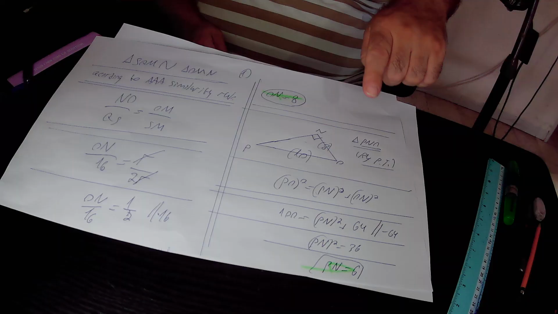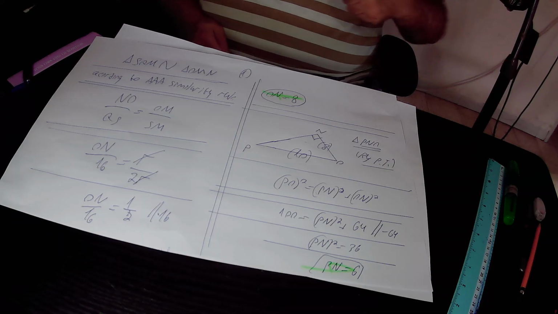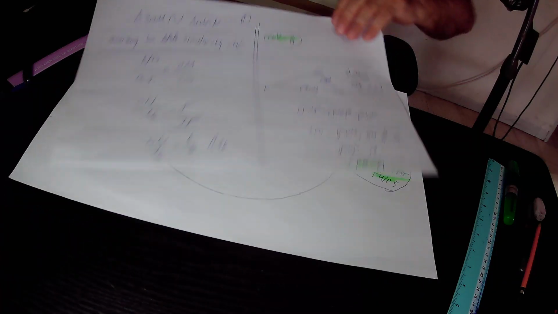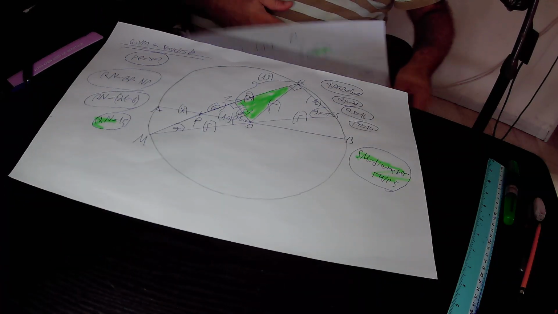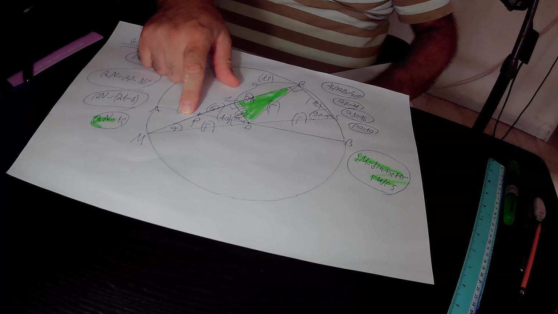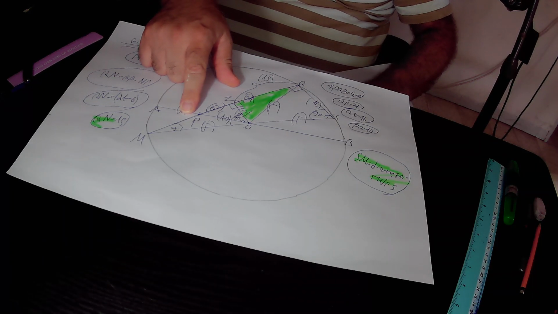Here we take the square root of this equation and finally find that PN equals the square root of 36, that is 6. So this is the missing side NP, that is equal to 6 units in length.